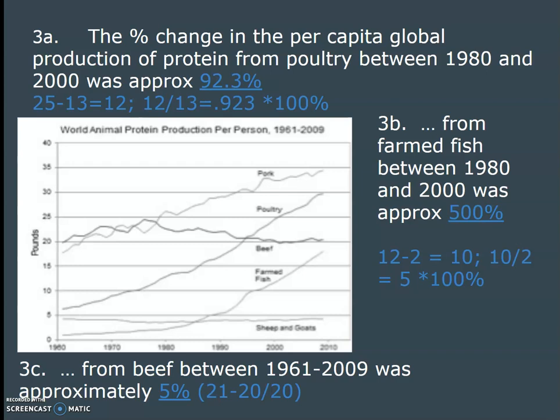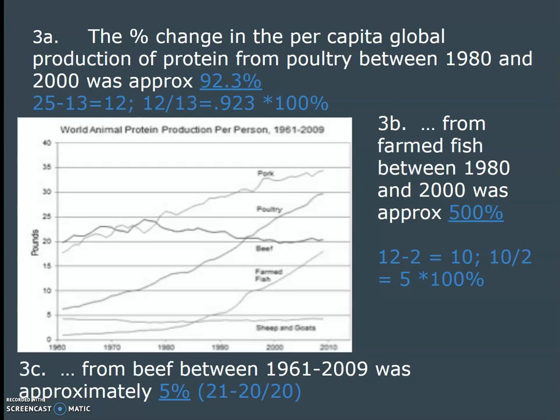3B asks you to sort of look at the same thing when we're looking at farmed fish between 1980 and 2000. So if we look at the line for fish, in 2000, it's about 12. In 1980, it's about 2. There would be some wiggle room depending on how you read that graph. So 12 minus 2 equals 10. 10 divided by 2, which is that initial, is 5 times 100 gives us 500%.